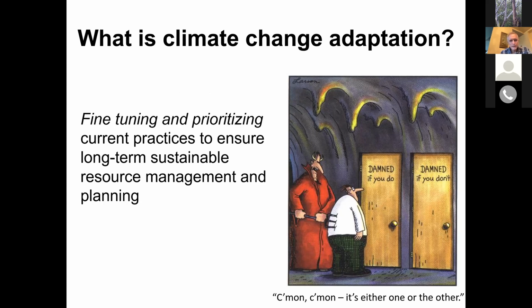Now, I know a lot of folks think this is going to require some kind of wholesale change in how we manage forests in the future, and I don't think that's true. I think it's mostly going to be a fine-tuning of some of our existing practices and perhaps reprioritizing certain practices in certain locations in terms of how and where we do forest management. But this is just another component of long-term sustainable resource management and planning. So we're going to use mostly the same tools. We might use them a little bit differently and in different places than we used to.